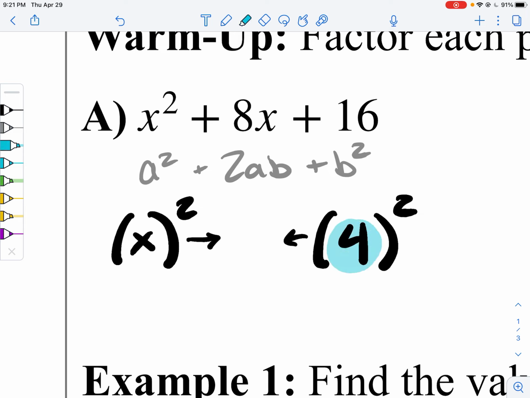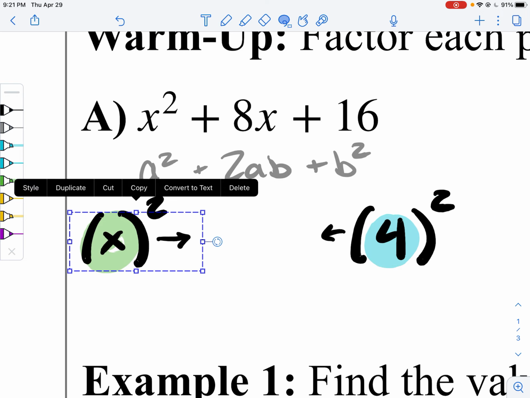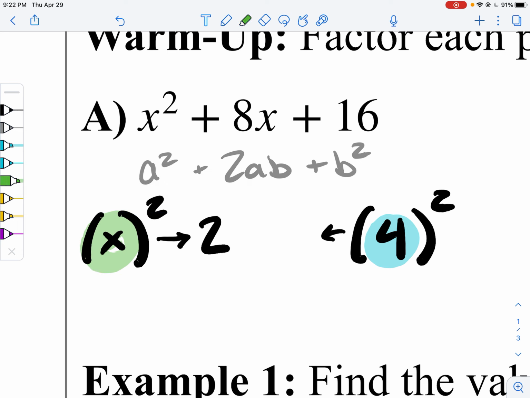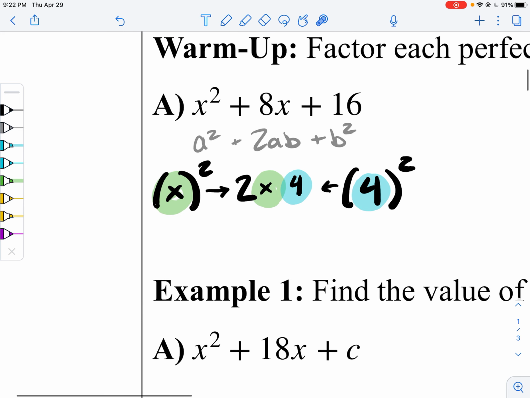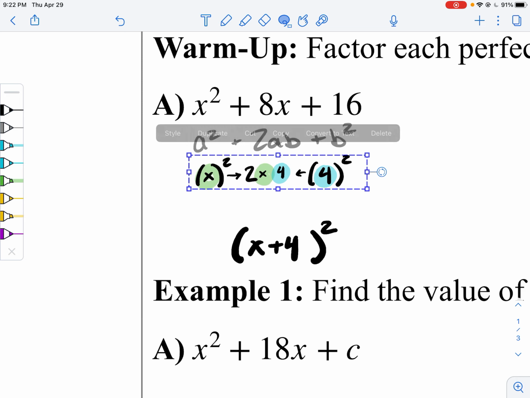If we take our last term and multiply it to our first term, is that 2 times those square roots together? Is that 2 times x times 4? Yes, 2 times x times 4 is 8x. So that works. Awesome. So the numbers we care about are x and 4. So this is equal to (x plus 4) quantity squared. Ta-da! That's where that came from.